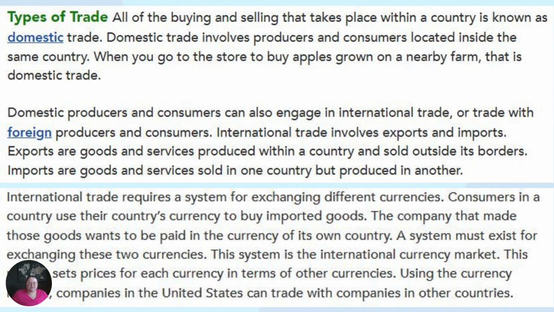International trade requires a system for exchanging different currencies. Consumers in a country use their country's currency to buy imported goods. The company that made those goods wants to be paid in the currency of its own country. A system must exist for exchanging these two currencies. This system is the international currency market. This market sets prices for each country in terms of other currencies. Using the currency market, companies in the United States can trade with companies in other countries.